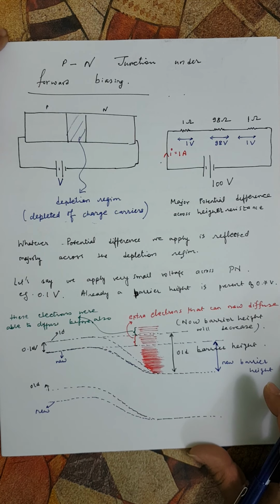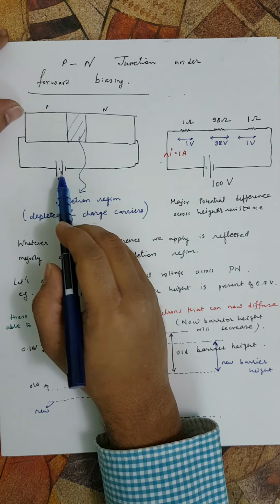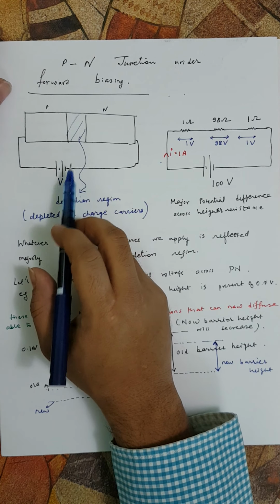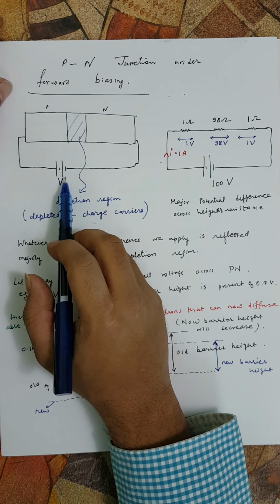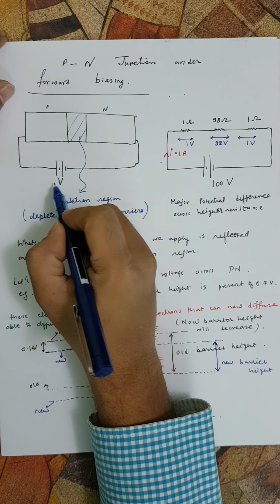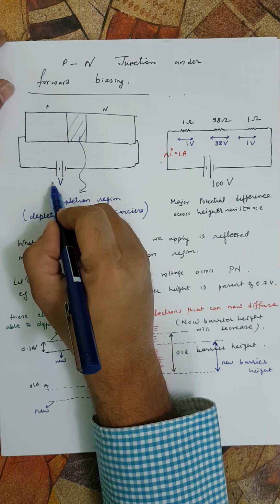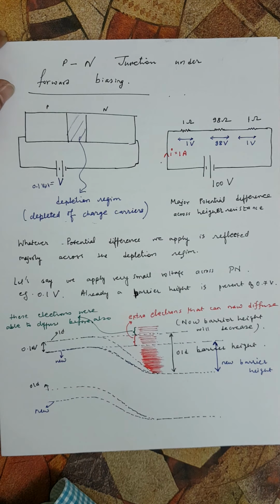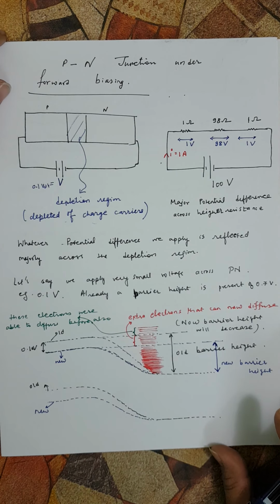So let's say we apply a small potential difference across this p-n junction. This is also called a diode. We'll discuss why. So apply a potential difference, let's say with the help of a battery of EMF 0.1 volt. Alright, so very small voltage. So what happens?